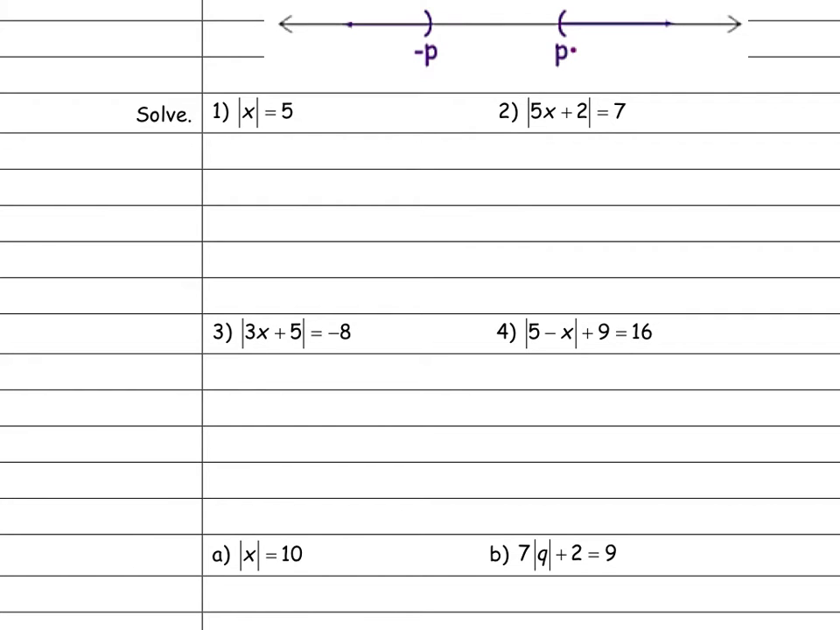Well, the question I'm going to ask myself is how many numbers have a distance of 5 on the number line?